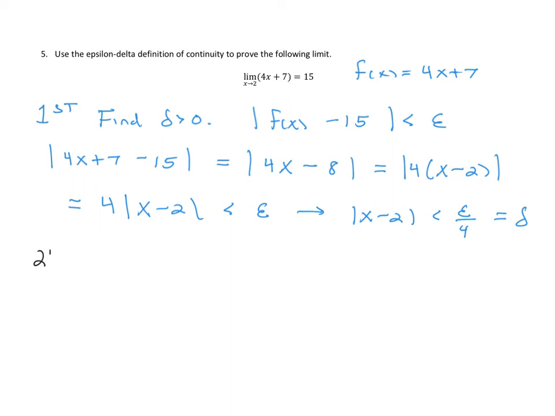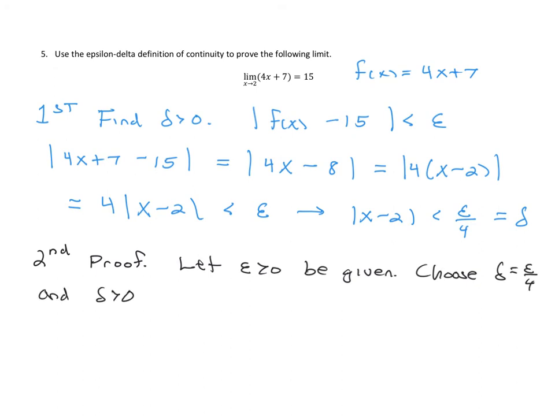Now the second step is to actually prove this. So we're going to look at a proof. And the proof goes like this. You let epsilon greater than 0 be given. And then you choose delta equal to epsilon over 4, and this is certainly a positive number. If epsilon's positive, then delta's positive. Next, we assume that 0 is less than the absolute value of x minus 2, which is less than delta.